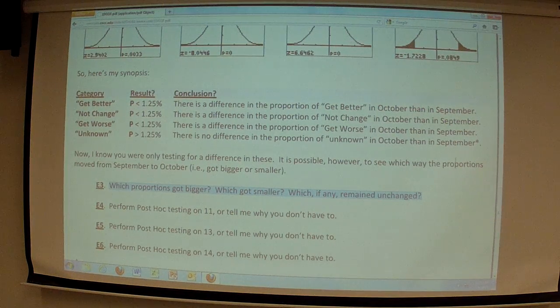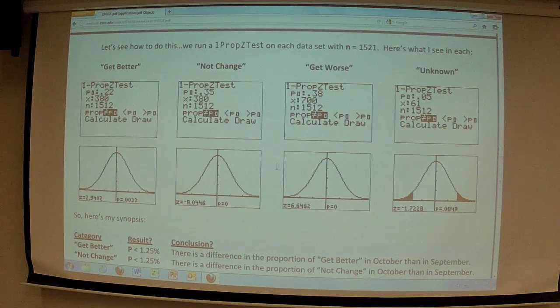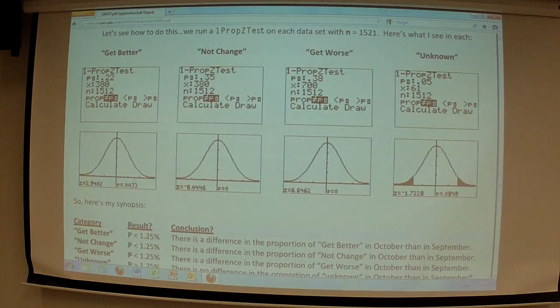the individual tests, although, did it make sense down to that point? Like, did the post hoc testing make sense as far as individually testing each one? So for example, we got get better, not change, get worse, and unknown. And then we've got these individual p values. And the idea is, okay, back up, rewind. The point of this exercise is to take you into the next logical place.